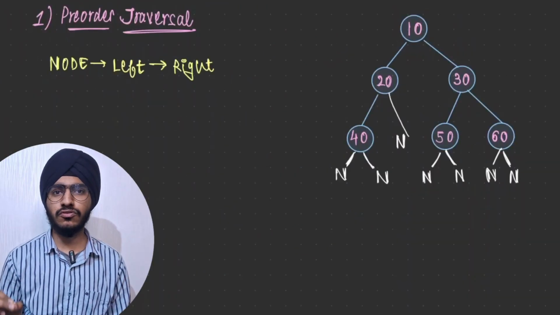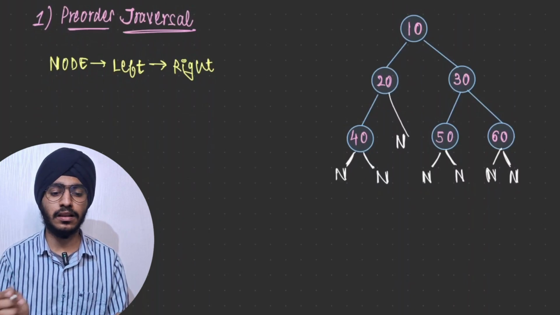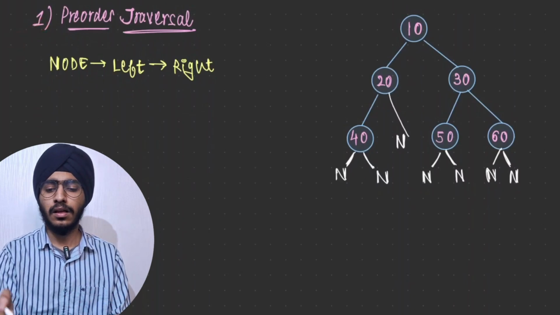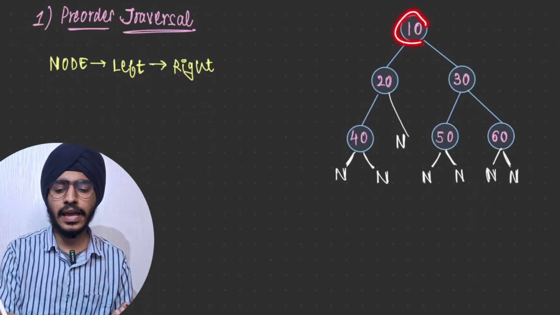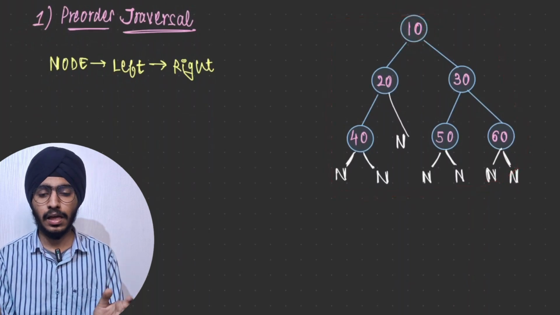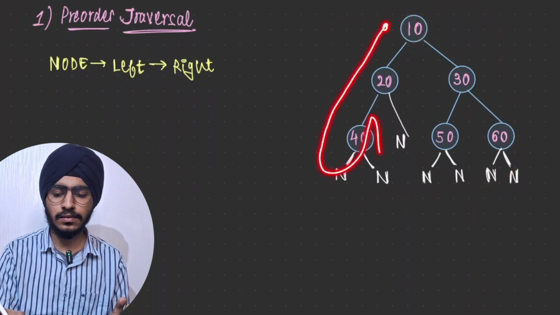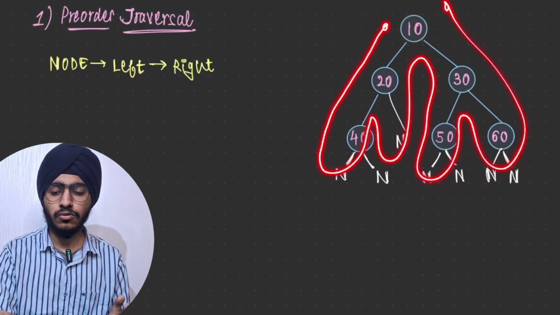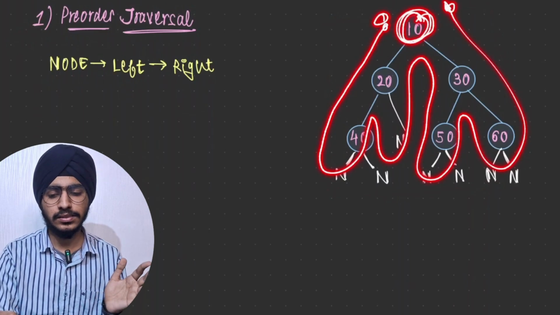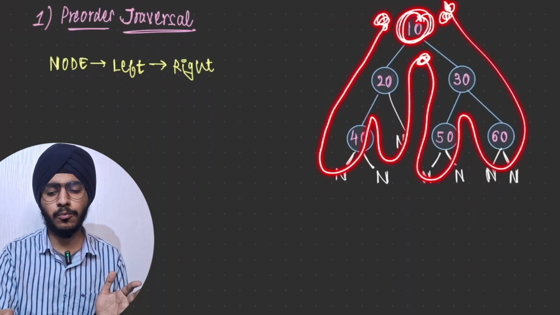Let's start with the first traversal, that is PreOrder Traversal. But before starting the PreOrder Traversal, let's understand something. For any node, there are 3 points at which it can be touched. If this is a tree, and if I traverse like this, you can see at 10, there are 3 points, this and this. So they are the 3 points.